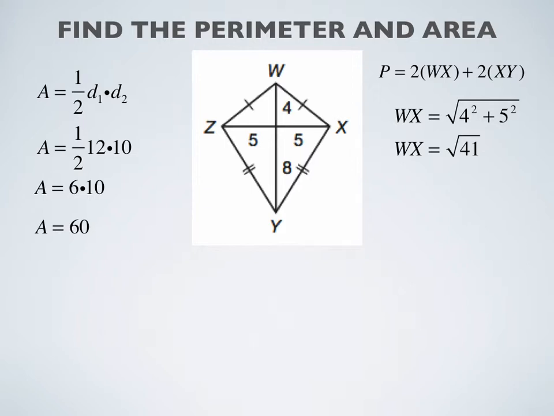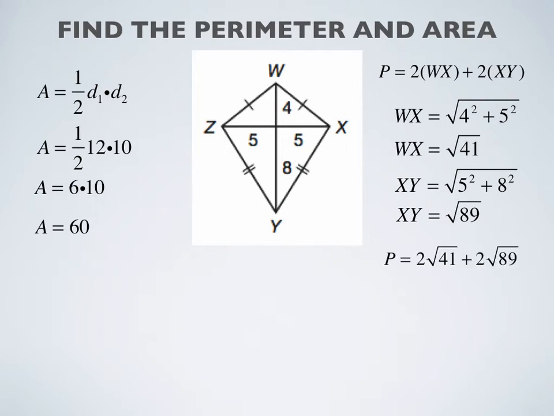Okay, same thing for side XY. The Pythagorean theorem says to find XY, we can do the square root of 25 plus 64, or the square root of 89. Now substituting those values back into the perimeter formula, we get the perimeter of this kite is 2 times root 41 plus 2 times root 89. That's the exact perimeter in units.